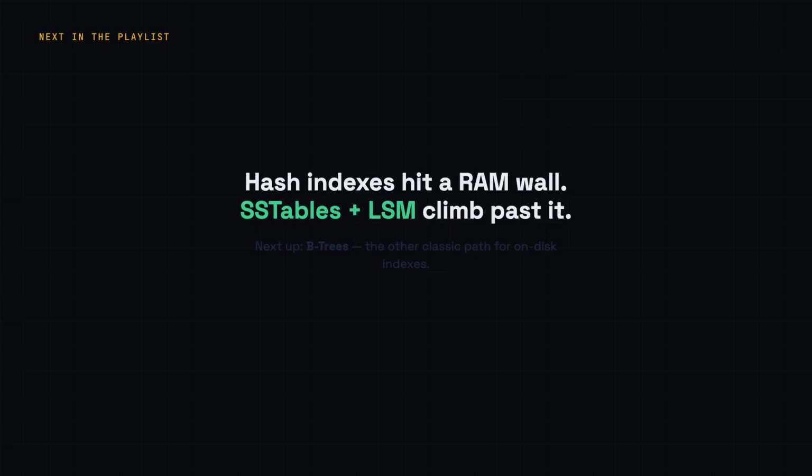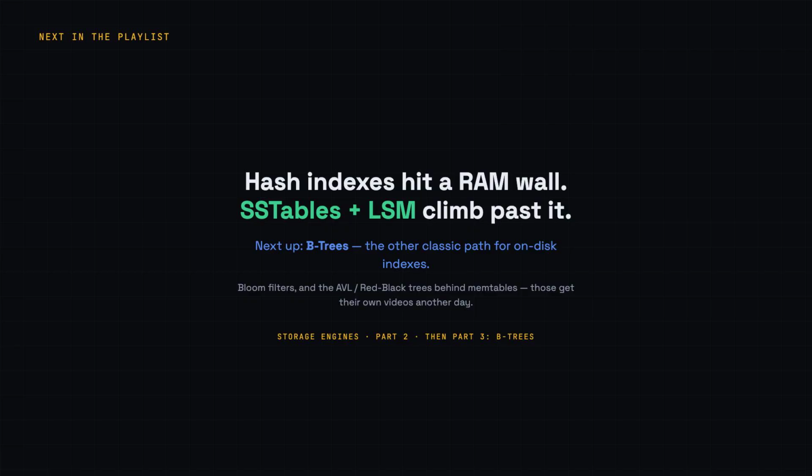Hash indexes hit a RAM wall. SSTables and LSM-trees climb past it. Next in this playlist, B-trees, the other classic way to keep an on-disk index.